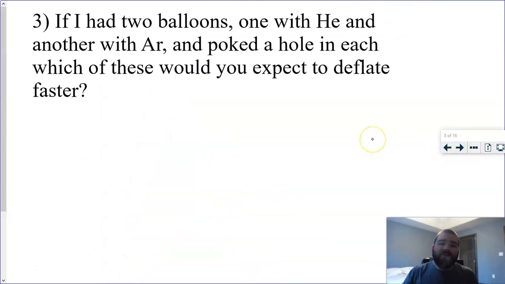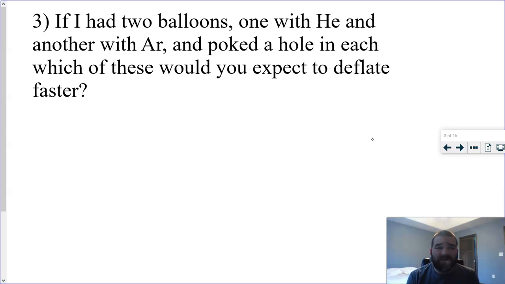If I had two balloons, one with helium and one with argon, and poked a hole in each of these, which would you expect to deflate faster? Think about it. If you want to pause it, I know you're maybe at your house or in school, but pause it and think about this. All right, same concept, same thing we've been talking about.